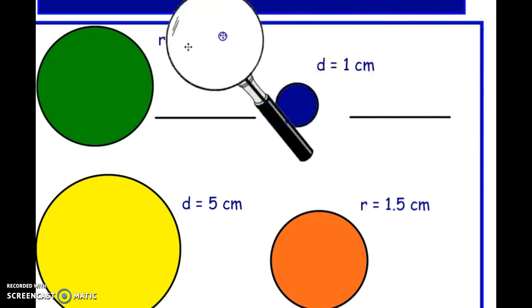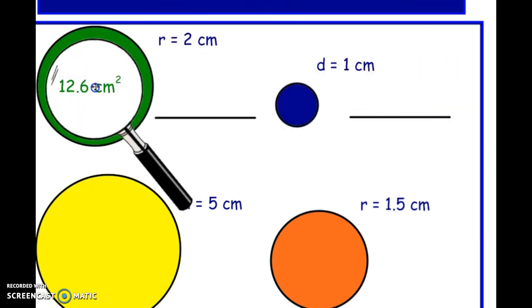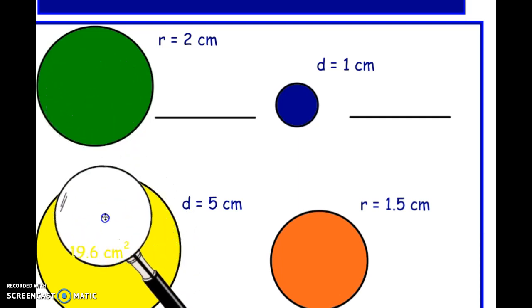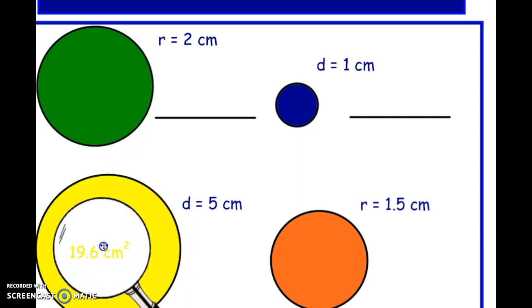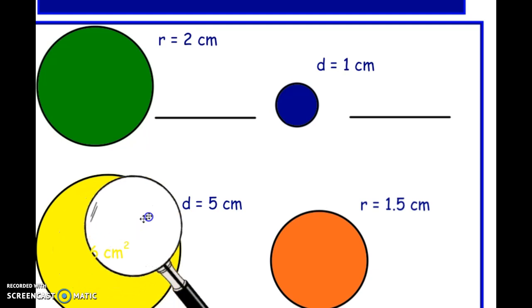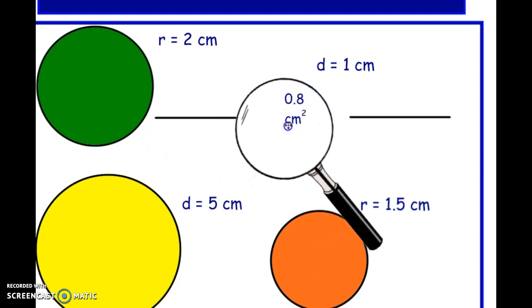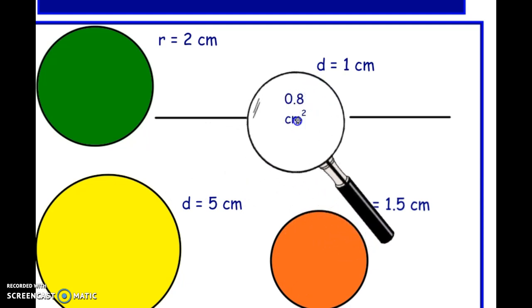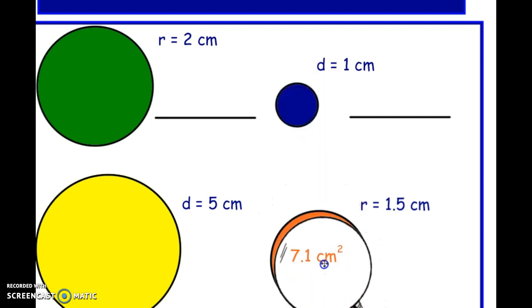Here's your answer for your green circle. That's its area. It's 12.6 centimeters squared. The answer for the yellow circle is 19.6 centimeters squared. The answer for the blue circle is 0.8 centimeters squared. And the answer for the orange circle is 7.1 centimeters squared.